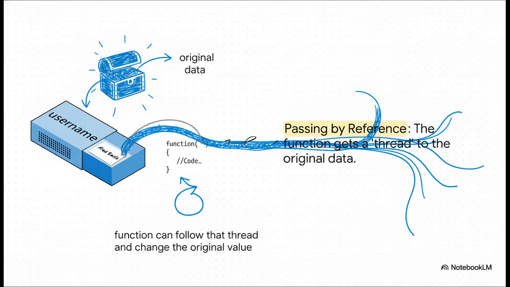Imagine that instead of handing the function a copy of your data, you're attaching a piece of thread to the original data, and you hand the other end of that thread to the function. Now, the function can follow that thread right back to the source and change the original value itself.